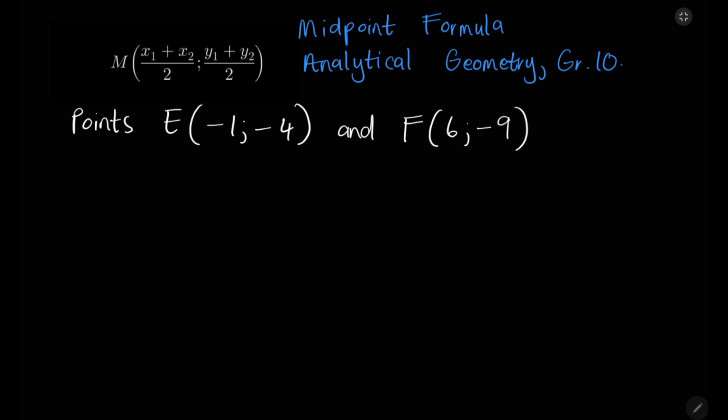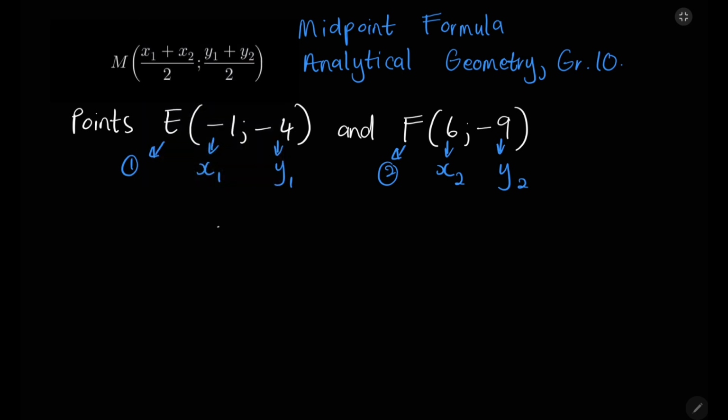Now let's find the midpoint of points E and F. Let's label our points. E should be point 1 and F should be point 2. This negative 1 should be your x and that negative 4 should be your y. They're all under the first point, so this should be x1 and y1. For the second point, we have 6, which is your x, and negative 9, which is your y. They're all under point 2, so there should be x2 and y2.